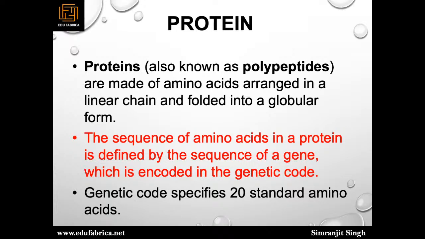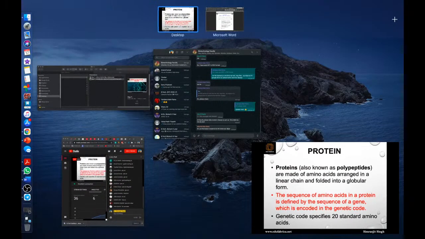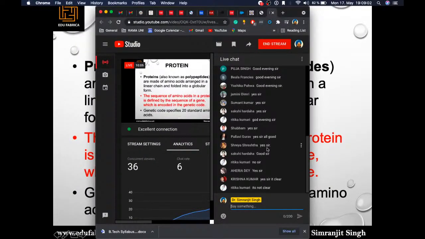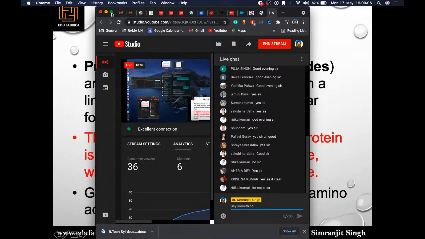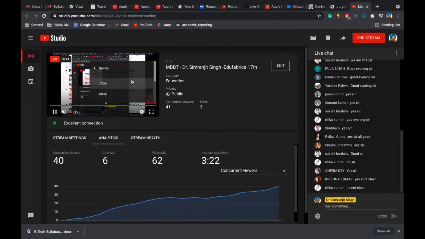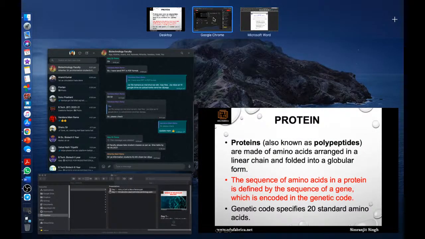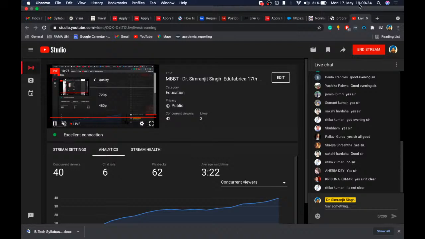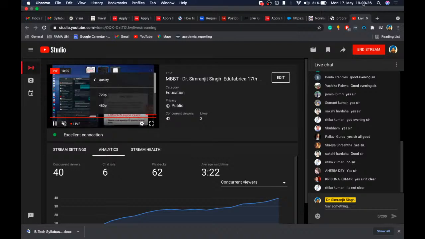So let's continue with the protein. Ritika, if it is not clear, make your resolution 720p. You can go to the settings option, and there is an option for making it 720p. There you can change it. Yeah. So let's start the session. I think most of the students have joined. We can start now, maybe at 19:10.